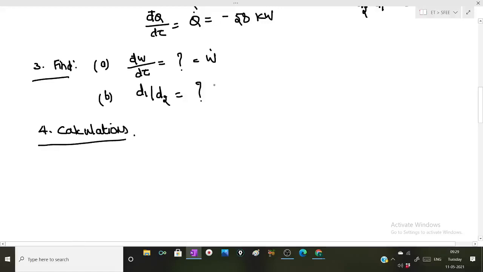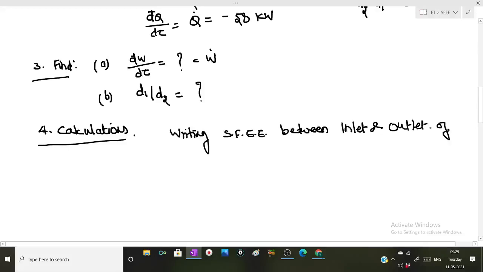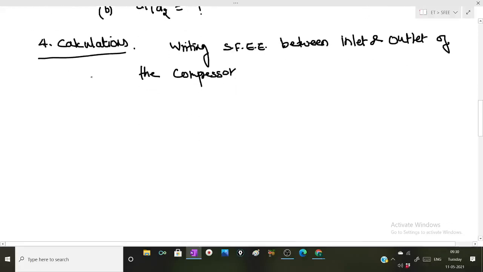So in order to solve this problem, the very first part of the calculation is writing the steady flow energy equation between inlet and outlet of the compressor.